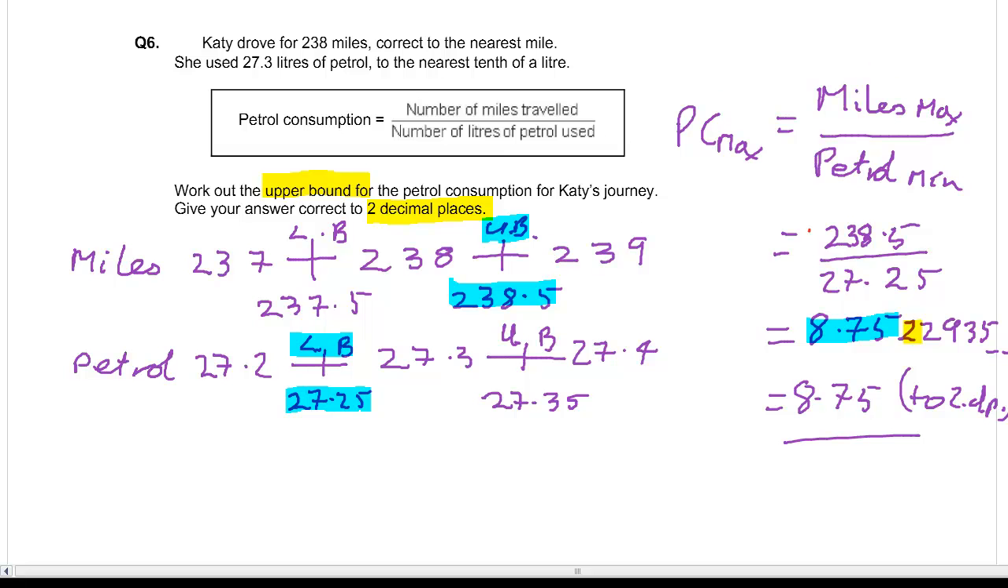Let's just recap. To work out the upper bound for this, we need to take the largest value for the miles, i.e. the upper bound, and divide by the lower bound, the smallest value for petrol. So if you've got a division, upper bound over lower bound gives you the upper bound. Conversely, if you have to find the lower bound, you will need the small value on the top and the big value on the bottom.